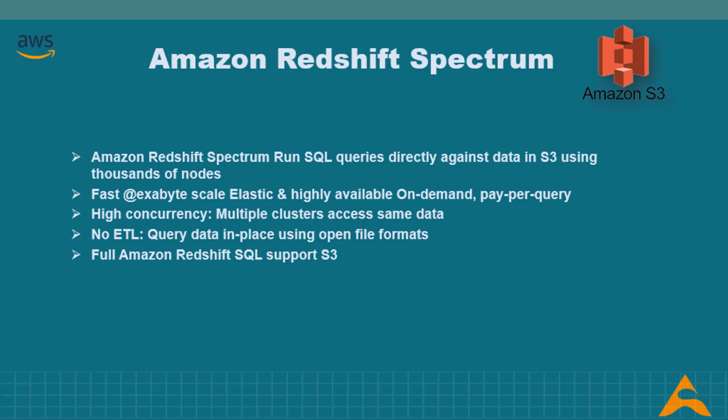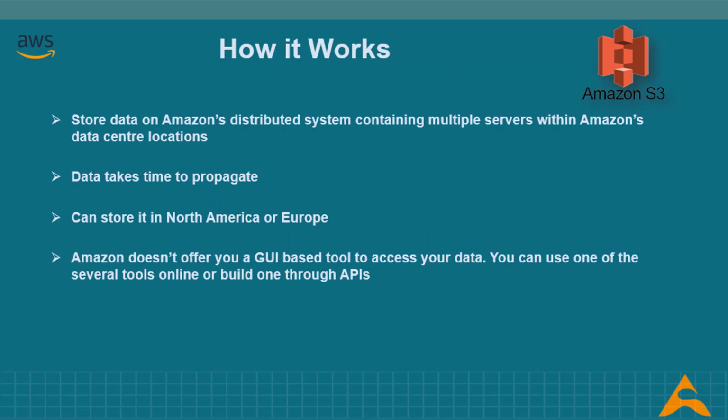Now let's see how it works. S3 stores data on Amazon's distributed system containing multiple servers within an Amazon data center location. Data takes time to propagate. Normally propagation time is 3 to 24 hours, but it can be available within minutes. Amazon doesn't offer you a GUI based tool to access your data. You can only use one of the several tools online or build one through the API.